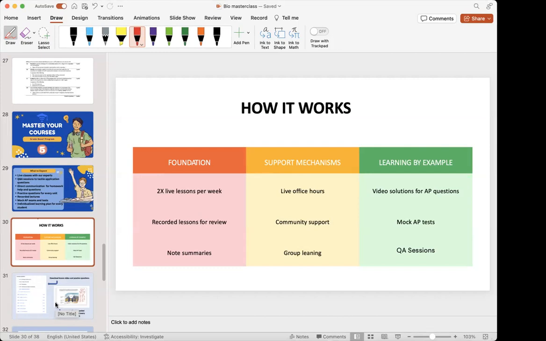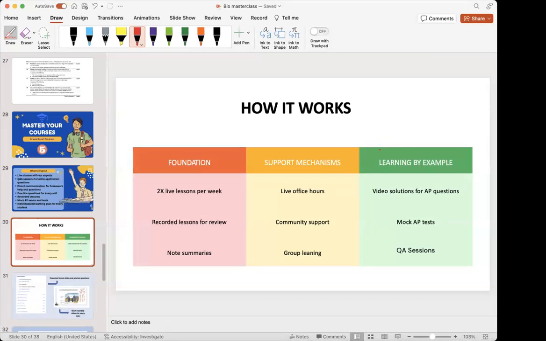Group learning allows you to have a good environment with other people that are doing AP biology. So other students, and again, you get to hear a diverse amount of questions, and you get to hear what other people are struggling with and things like that. It just creates a good environment because you're going to be with other students that are also struggling and tackling AP biology.